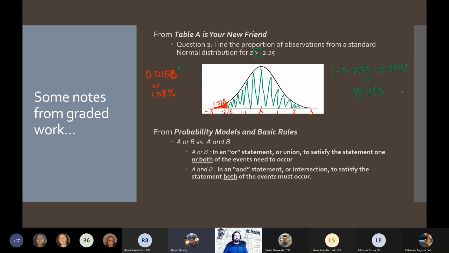So most of you got this far. You need to take one more step, and that is just realizing that we're looking for to the right of that answer instead of to the left. Table A always gives you the proportion to the left of the value you're looking at. Is there anything else I can clarify for this example?